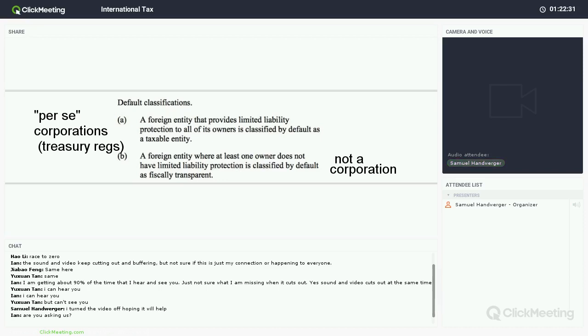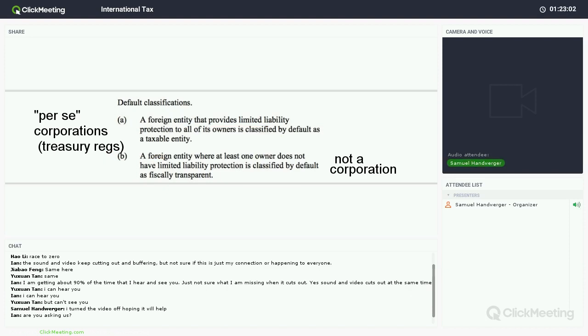Let's look up what it means. Always wanted to do that, so hold a second. We'll get dictionary.com up here. It's probably good to understand the expression. Here we go. It means intrinsically, or inherently, or fundamentally. So let's use the word fundamentally. It's fundamentally a corporation for U.S. tax purposes. That's the concept of per se corporations.